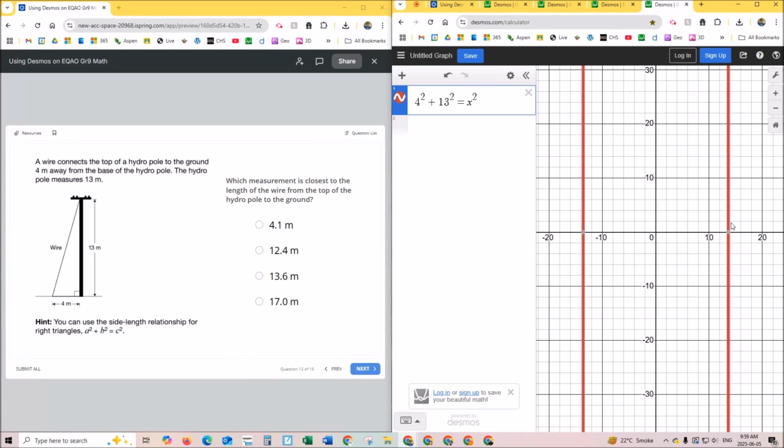Anywhere on here is going to be 13.6. Anywhere on here is 13.6. The other one, of course, is negative, but doesn't make sense in this real life example. And so we can see though that 13.6 is my answer.